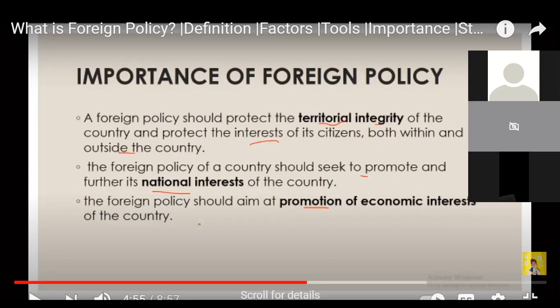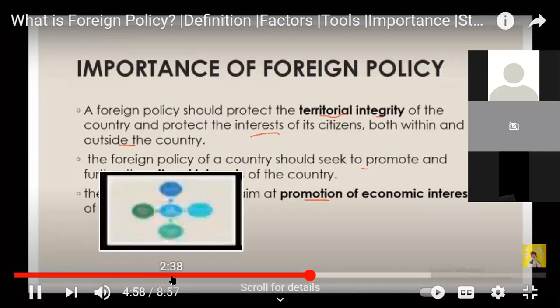Okay, so any questions so far? Okay, so let's right now go into the promotion of economic interest. Economic power, all the other interests are attached with each other.